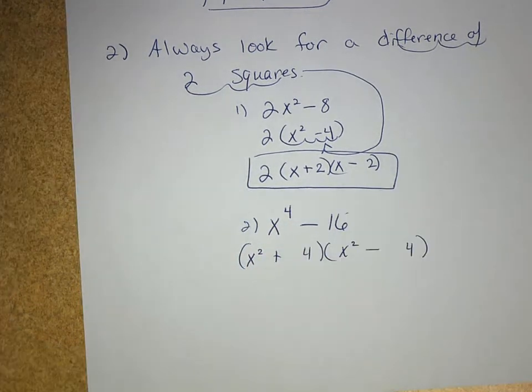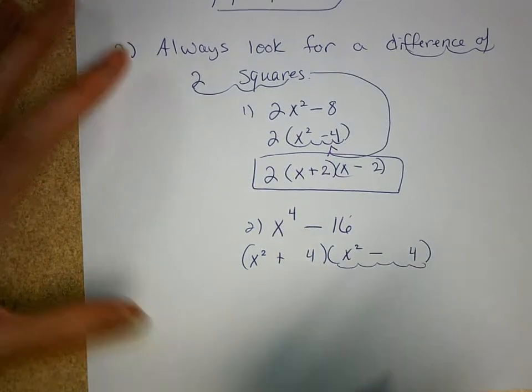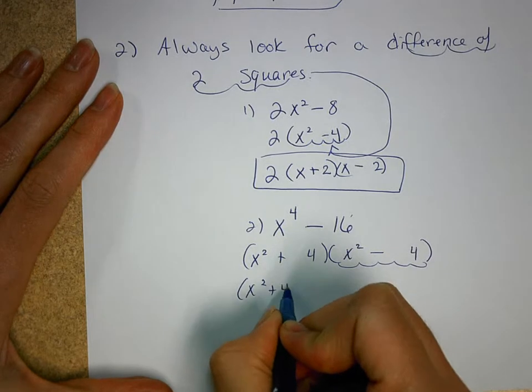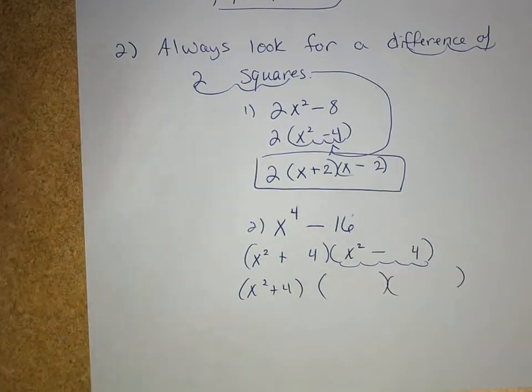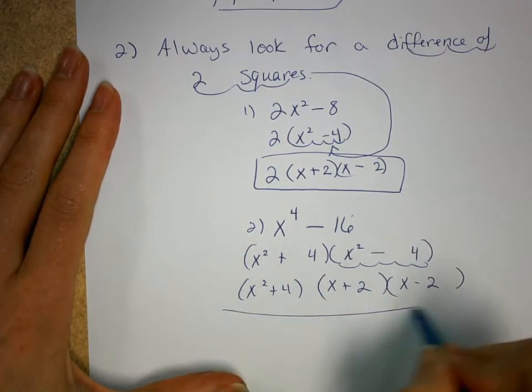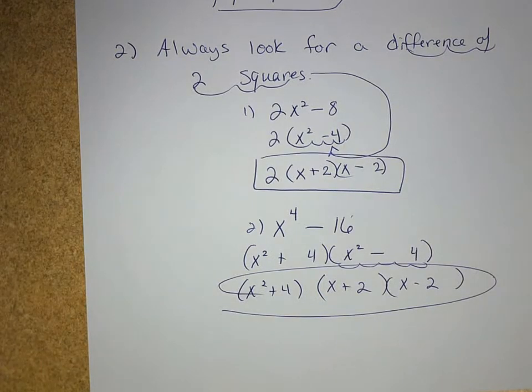Are we done with factoring? Because what just happened? I got another difference of two squares. So I have to go one more time. So this x squared plus 4 comes along, but this new difference of two squares has to split up. And that's when I get my x plus 2 and I get my x minus 2. Now that happens fairly regularly in algebra 2 and college algebra. So be careful. When you're factoring, you always have to keep checking. Can I factor more?